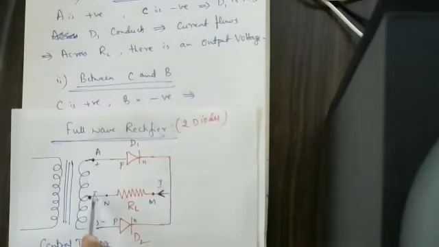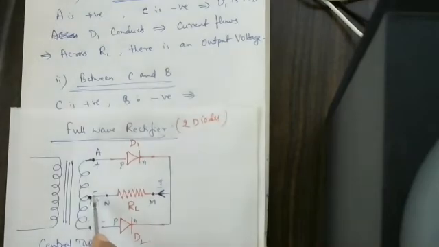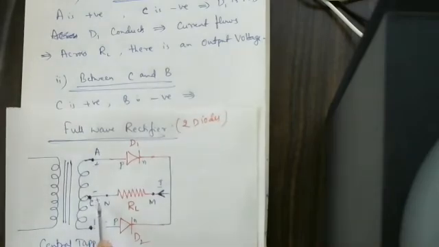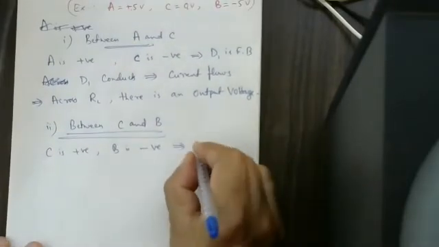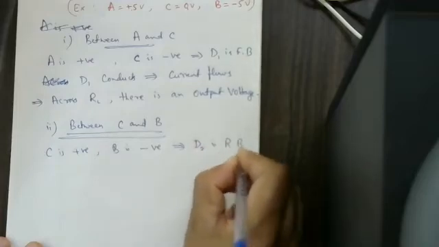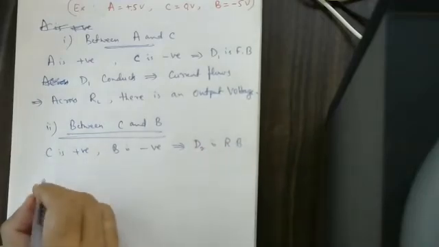Don't be confused about whether it is negative or positive. It is both. Compared to these two, this is negative, and compared to these two, this is positive. So C is positive, B is negative. Hence P is connected to negative, N is connected to positive. Therefore, this diode is reverse biased. D2 diode is said to be under reverse bias. So I can say D2 is reverse biased here.